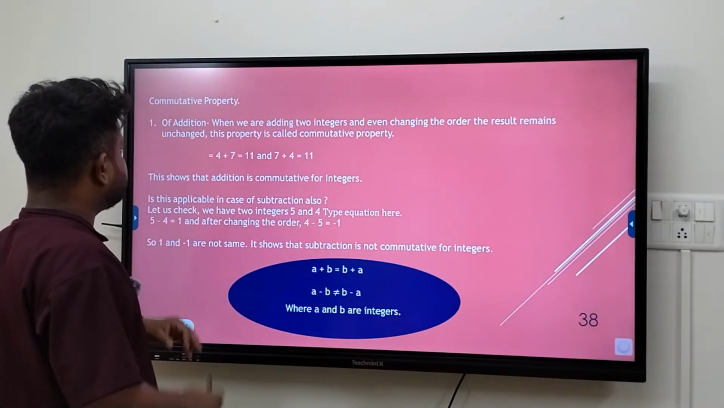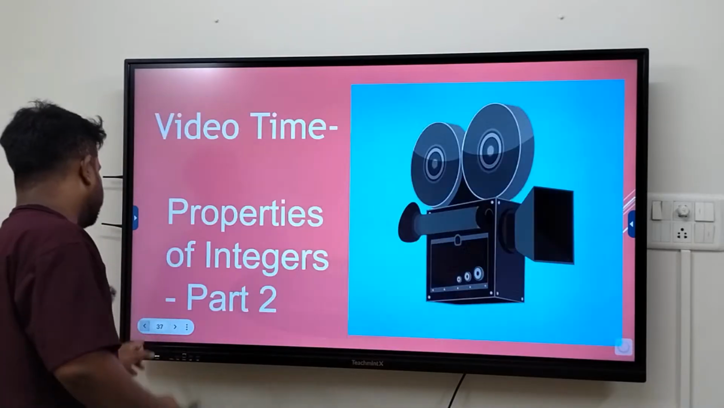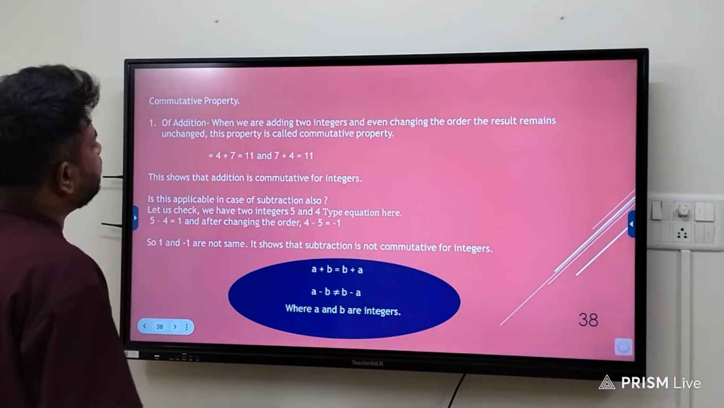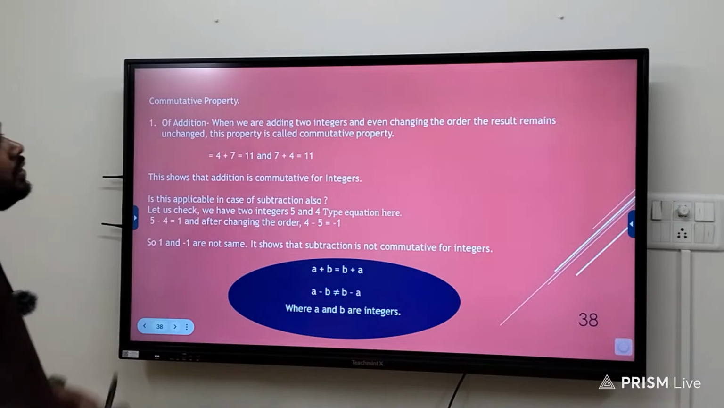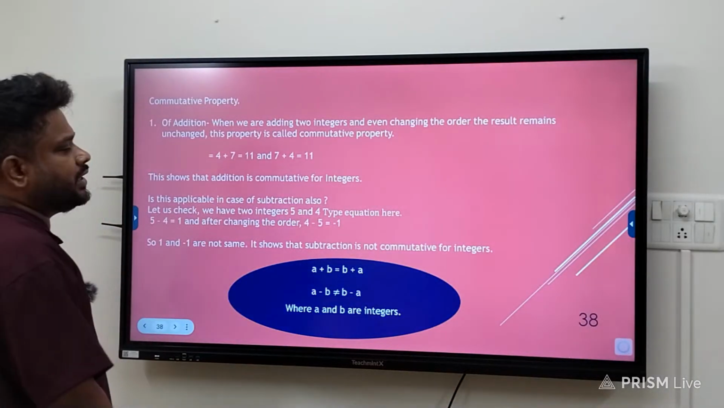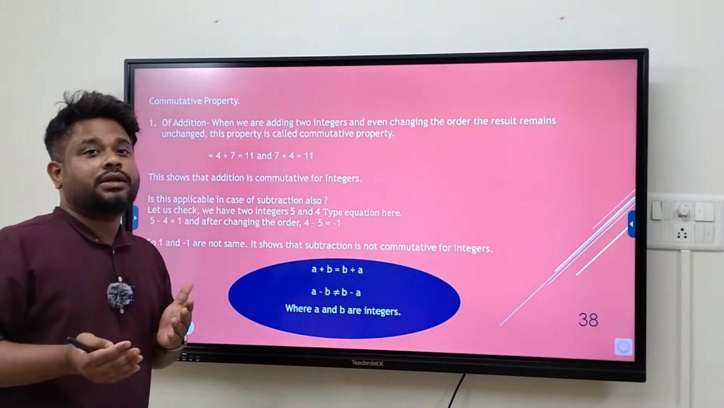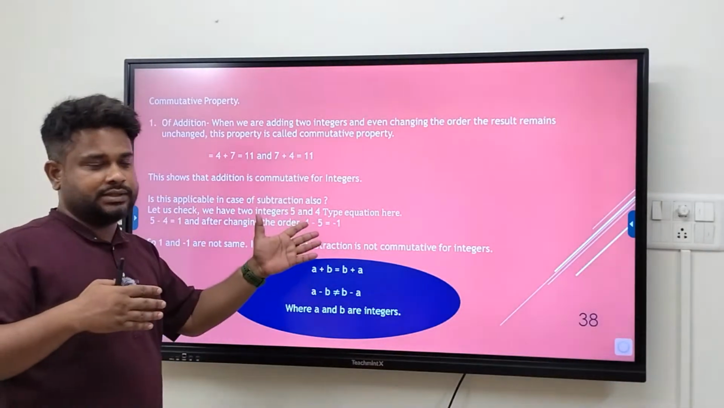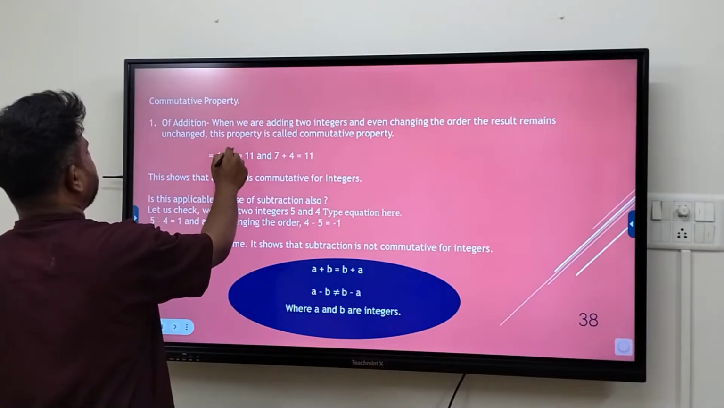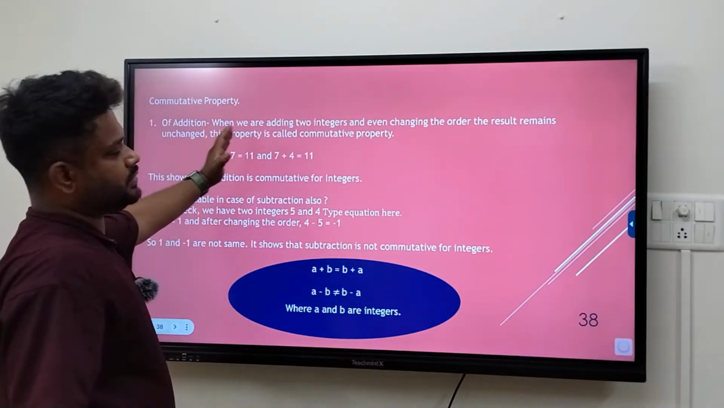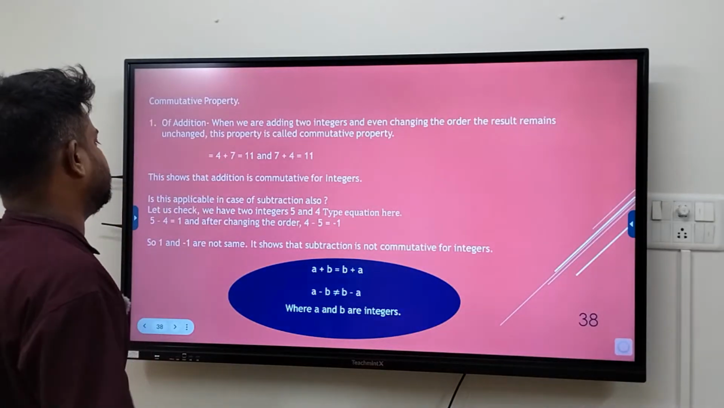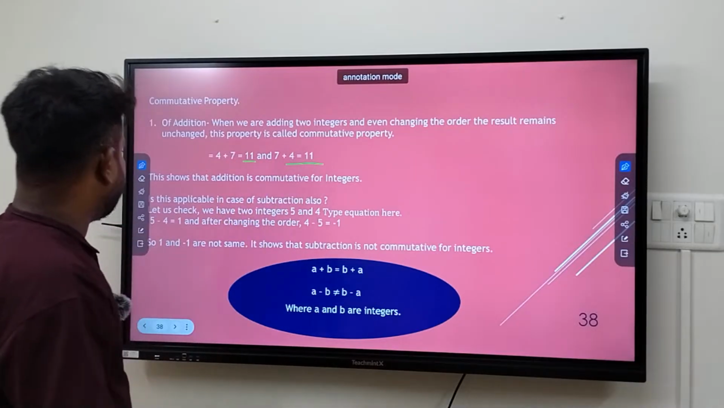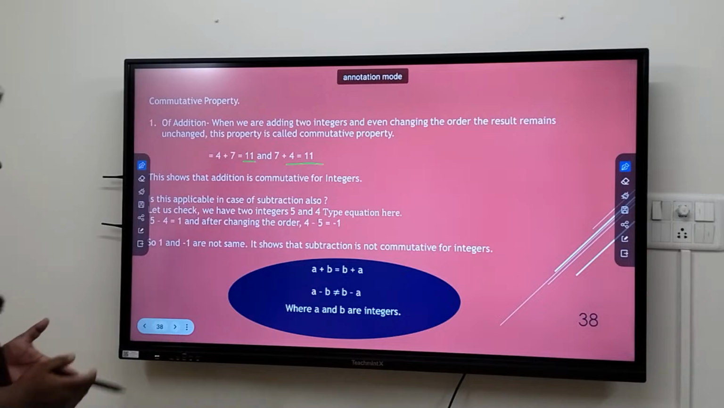Before that, let's talk about the commutative property. I am not playing the video again here. Commutative property of addition: when we are adding two integers and even changing the order, the result remains unchanged. Commute means going from somewhere to some place. So these two numbers commute their places, like 4 goes into the 7th place and 7 goes into the 4th place, and the answer will be the same. This shows that addition is commutative for integers as well.